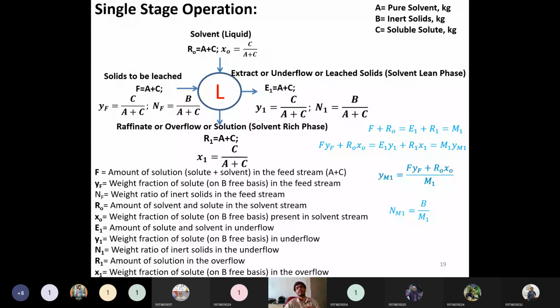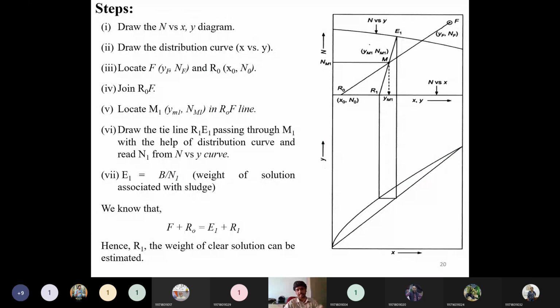In order to estimate some of the missing parameters graphically: the second problem we solved is a direct material balance problem, which we can solve directly. In the earlier problem, the first problem, they gave us x versus y data, and also provided N as a function of y. Then we have to draw this type of graph and estimate graphically what R1 and E1 are. First, we have to draw the N versus x, y graph. Next we have to draw a distribution curve or equilibrium curve, that is x versus y.